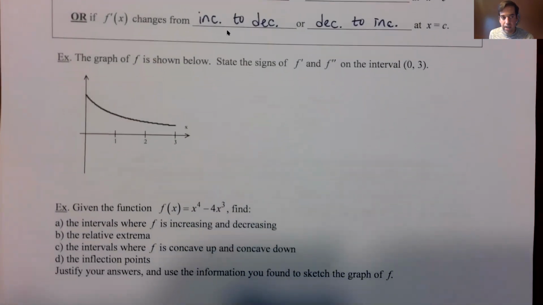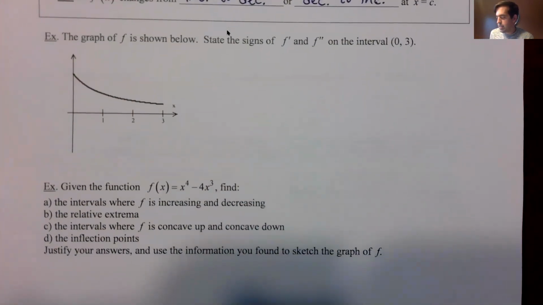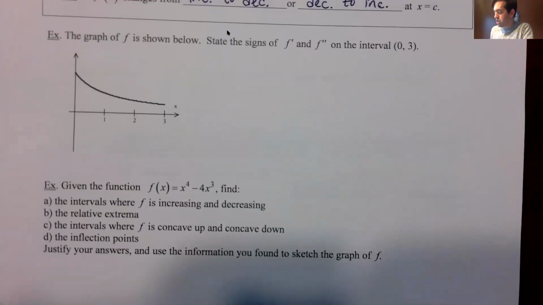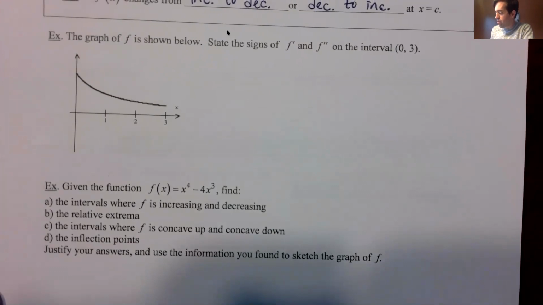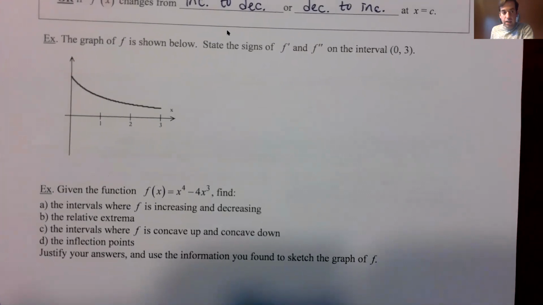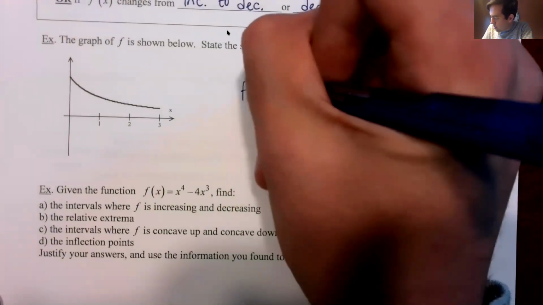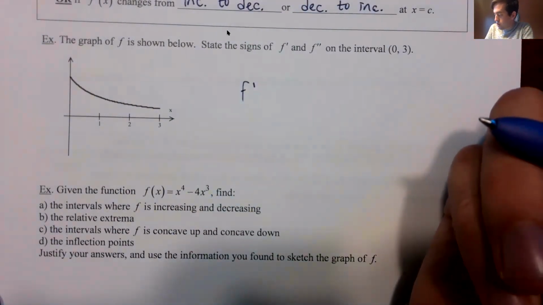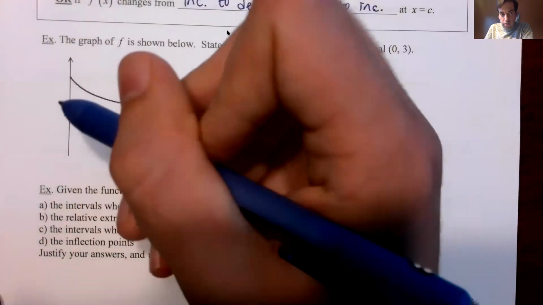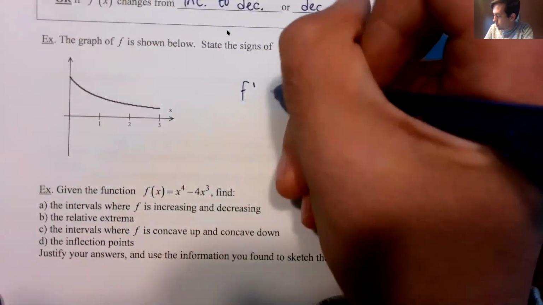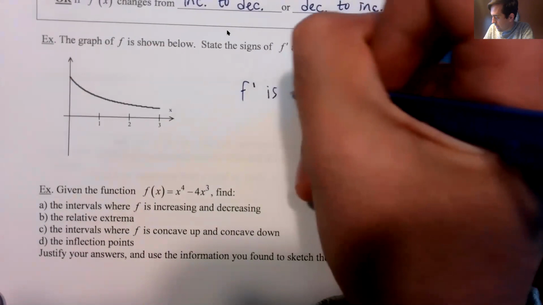So let's take a look at a couple examples here where we are going to dig into concavity and inflection points. First up, the graph of f is shown below. State the signs of f prime and f double prime on the interval 0 to 3. So if we're looking at this whole interval, f prime is the slope, right? So the function is decreasing, so the first derivative is negative.